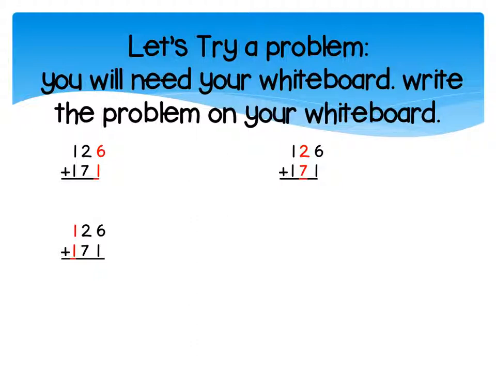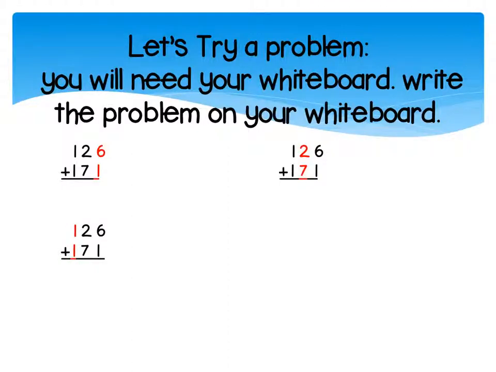I wrote the same problem 3 times, and each time I wrote it, I highlighted the column that we're going to add. In the first problem, you'll see that the ones column is red, and in the second one, you'll see that I wrote the same problem and we're going to add the tens column, and in the third problem, I highlighted the hundreds column and we're going to add that.